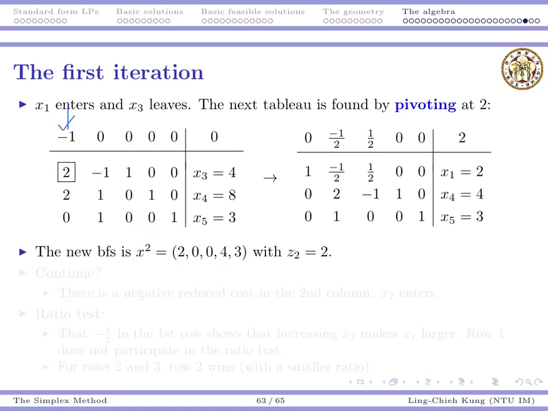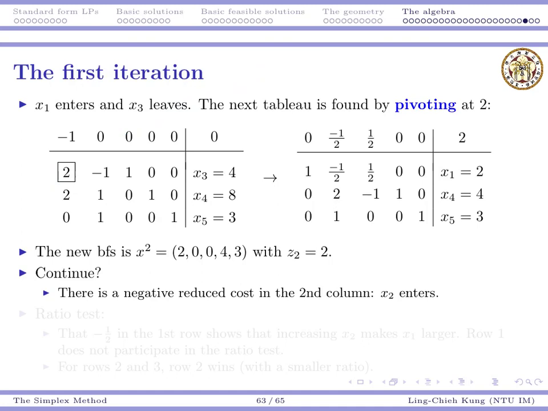So now x1 enters, x3 leaves. We focus on this number; we call it the pivot. We say we are pivoting at 2, so that we make the pivot 1 and all other numbers in the same column 0. We do that with elementary row operations, and if you carry out the calculation, you will get this. You can see that this number 2 is now the value of x1 instead of x3. The basic feasible solution here is (2, 0, 0, 4, 3).